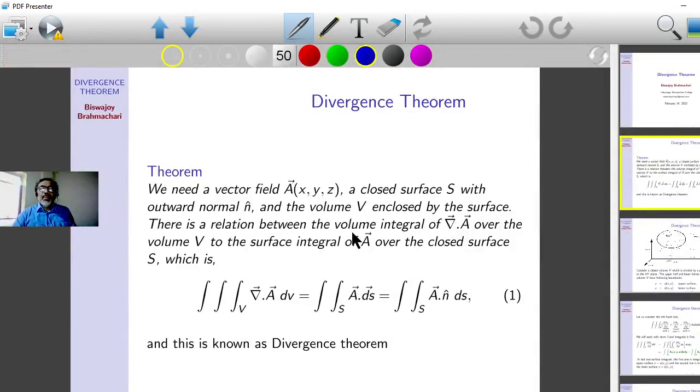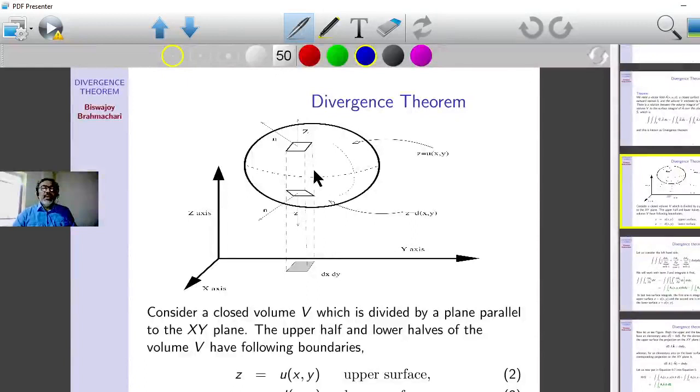There is a relation between the volume integral of the divergence of this vector field over the volume V, and the surface integral of A over the closed surface S. Then the relation becomes: the volume integral of the divergence of A is equal to the surface integral of A, where the volume integral is taken over the volume enclosed by the surface S, and the surface integral is taken over the surface S, which encloses the volume V. And this relation is known as the divergence theorem.